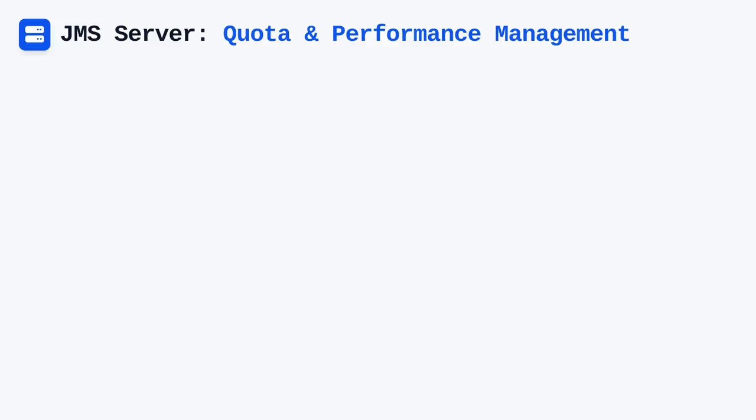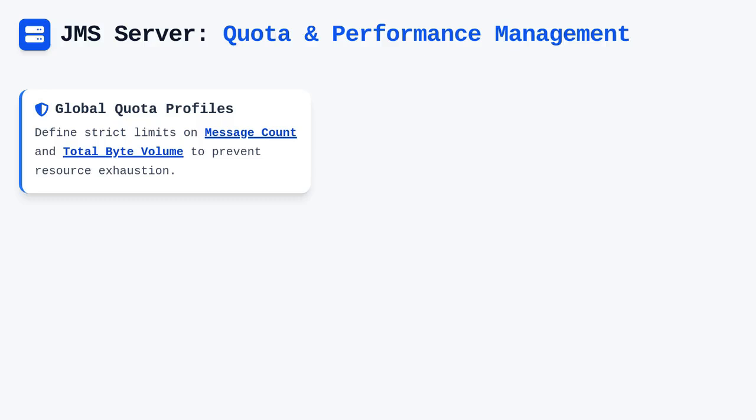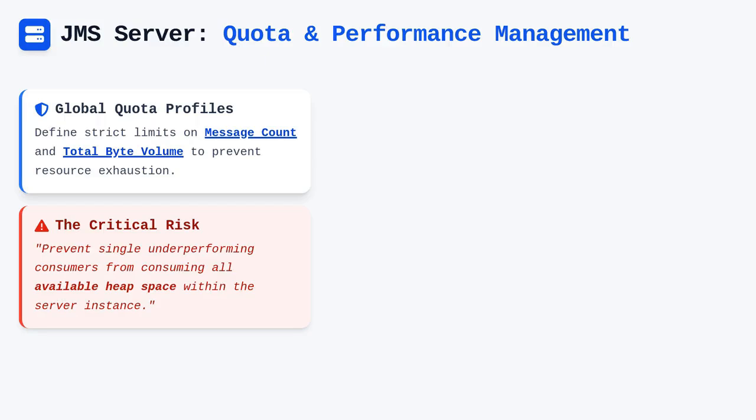Proper maintenance of a JMS server requires that you pay close attention to quota management and performance thresholds. Global quota profiles allow you to define strict limits on the number of messages or the total volume of bytes that can reside within a destination at any given time. Setting a maximum byte parameter is a common defensive measure to prevent a single underperforming consumer from consuming all available heap space within the server instance.